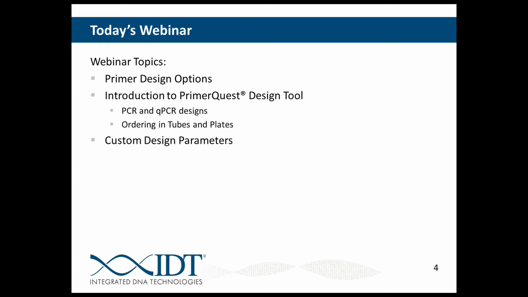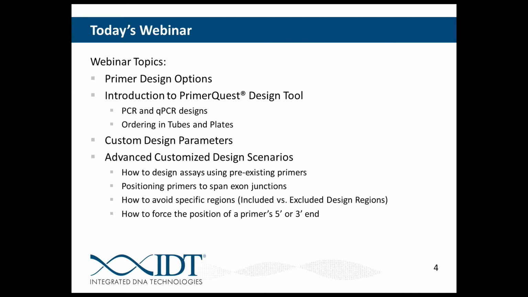Finally, after those parameters are discussed, we'll ask you to vote, as Hans mentioned. More information to come later, but these options include how to design assays using pre-existing primers, positioning primers to span exon junctions, how to avoid specific regions, and how to force the position of a primer's 5' or 3' end. Keep these options in mind during the first part of today's webinar so you know which options you are most interested in when it comes to the time where we poll you guys.